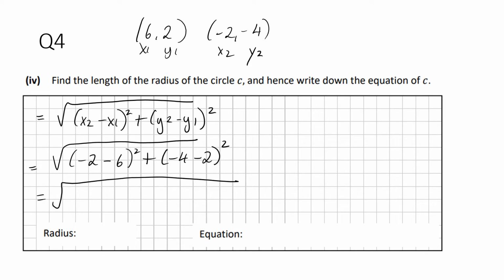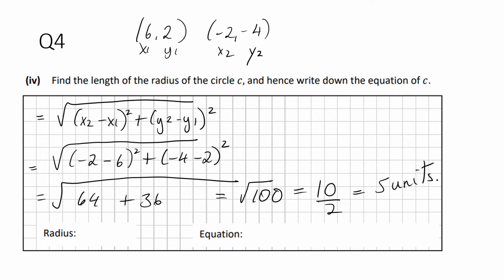That gives us minus 2 minus 6, which is minus 8, and that's 64 when it's squared. Minus 4 minus 2 is minus 6, and minus 6 squared is 36. So that gives us a square root of 100, which is 10. But that's the diameter, so you need to halve that. So it's 5 units for the radius.